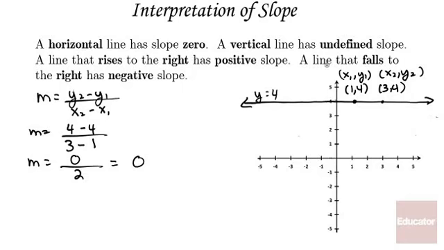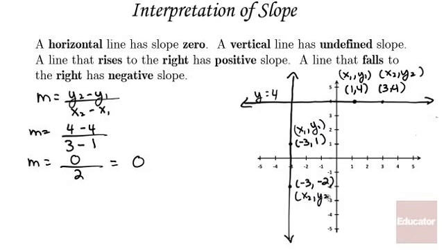Okay, vertical lines are also a special case, and they have an undefined slope. For example, let's look at a vertical line right here at x equals -3. If I look right here, I could pick any point. I'm going to pick this point, and x is -3, y is 1. Then I'll pick another point right here. Let's say x is -3, y is -2. So I have my x1, y1, and my x2, y2.